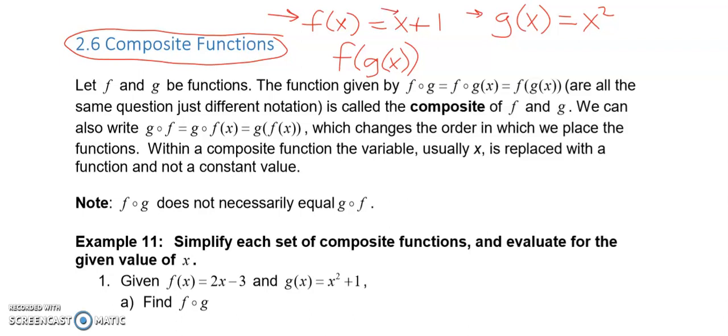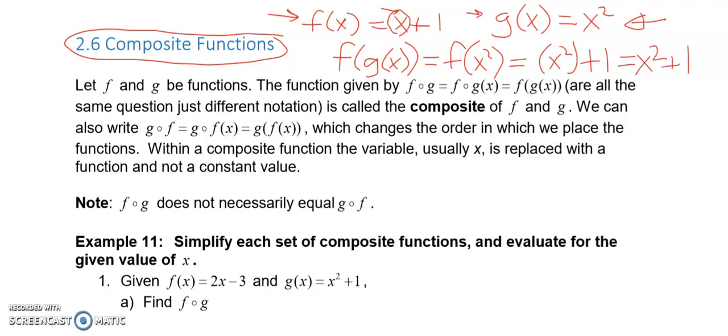Well, you kind of do that here now. What you do is you look at the function f, and everywhere in f where you see an x, and there it is right there, you replace that x with g of x, which in our case is x squared. So that would be the same thing as f of x squared, and that becomes, okay, well, there's where your x was. So you replace that with x squared and add 1. And so here's your answer, x squared plus 1. That's what we call the composition of functions.